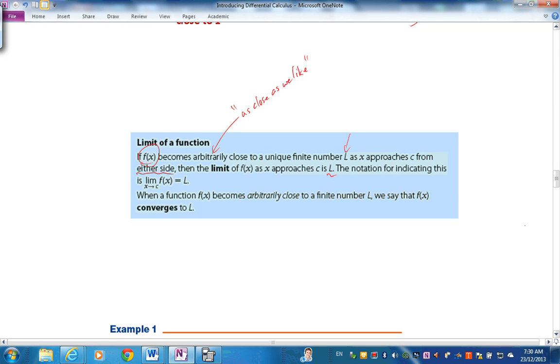We call L the limit. The notation indicating this is what I've just used back there. It's saying, hey, we know what this function is going to do as you get closer and closer to this interesting x value. And of course, in our calculus, the interesting x value will be the x value at the point at which we want to know the slope of the tangent. When a function becomes closer and closer, we say that it converges. Now that word is specifically mentioned in the syllabus, so we must know that.